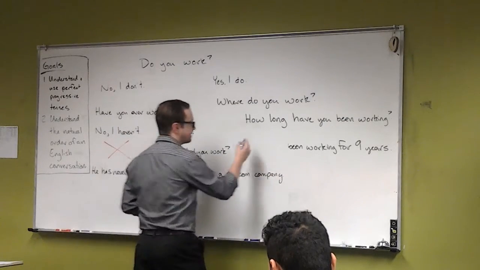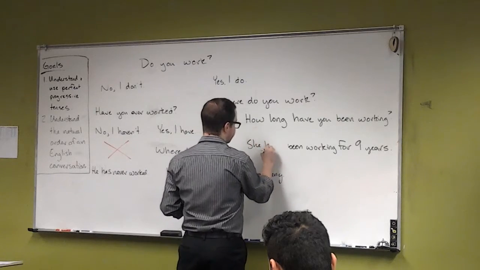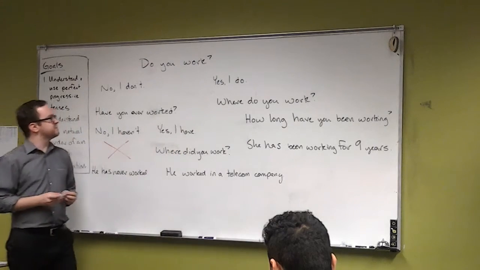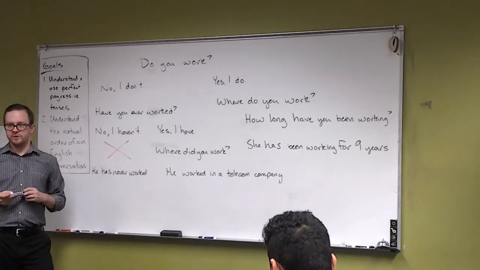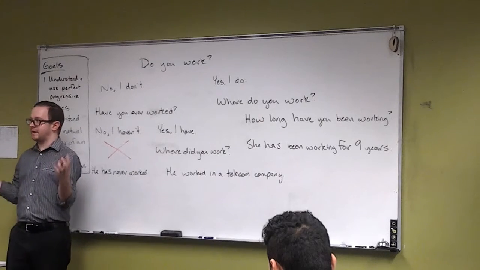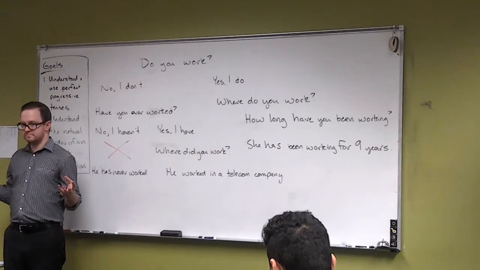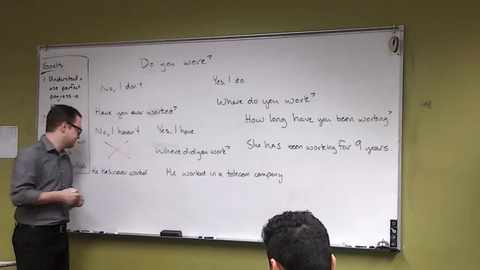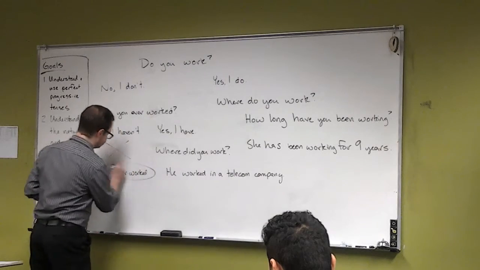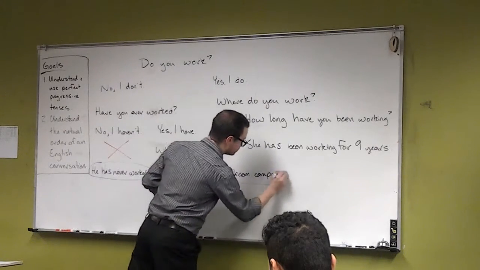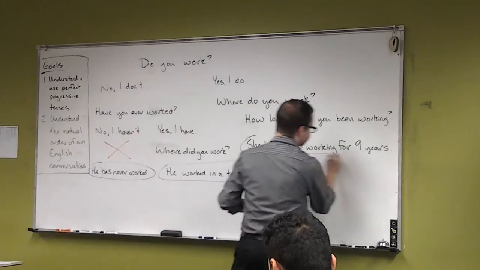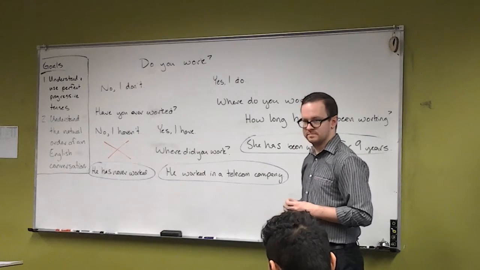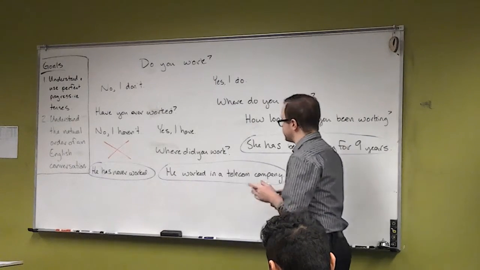So we're reporting information about other people. She has been working for 9 years. All right? So if we have this conversation, how many possible answers are there? At the end, how many end results are there? Only 3. This is one result. This is one result. And this is one result. Okay? This conversation cannot end in any other way. Okay? So we're going to do some practice.